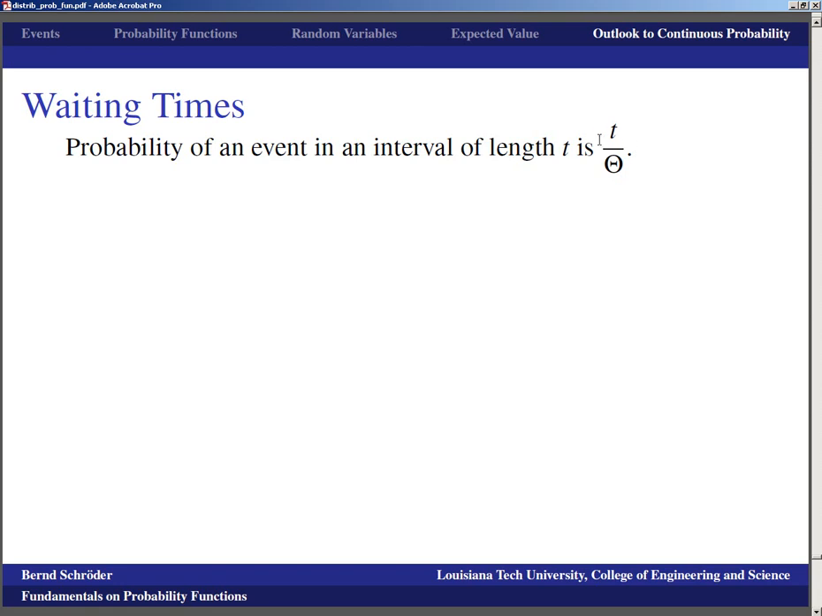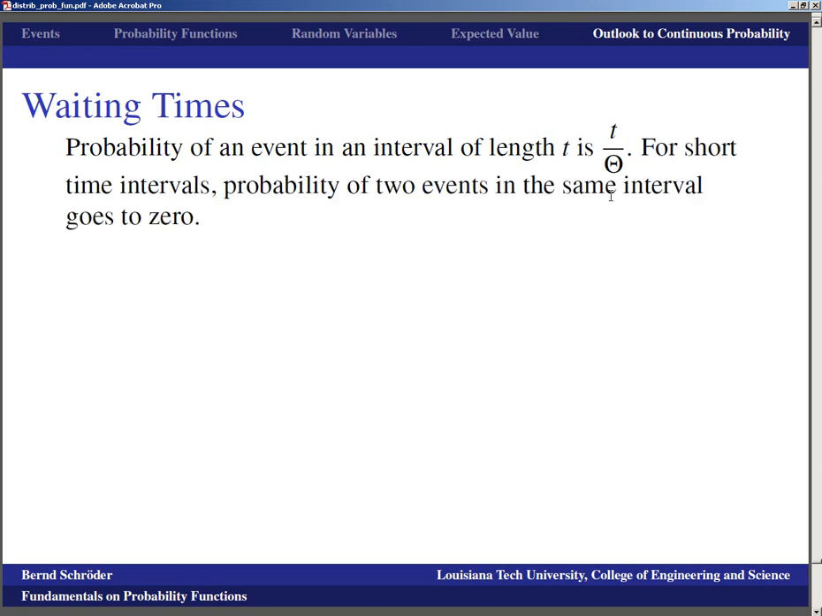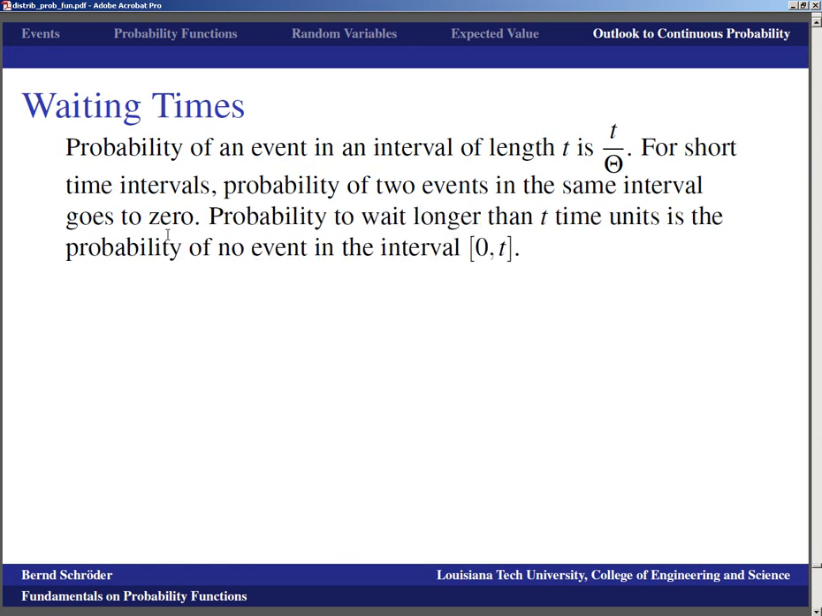Well, that doesn't quite work out here, because ultimately, if the interval is too long, if it exceeds theta, we would have a problem here. So for short time, we also want to have that t is ultimately shorter than theta. For short time intervals, the probability of two events in the same time interval is supposed to go to zero. Basically, we don't want events to be staggered too closely to each other. And with a tight enough time scale, we could actually make that happen.